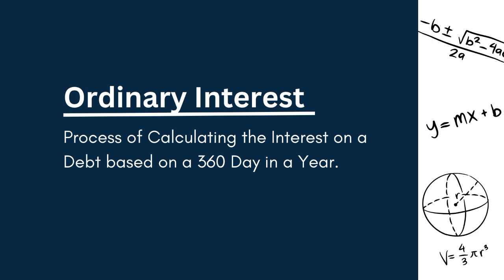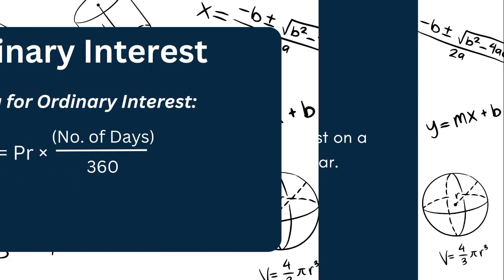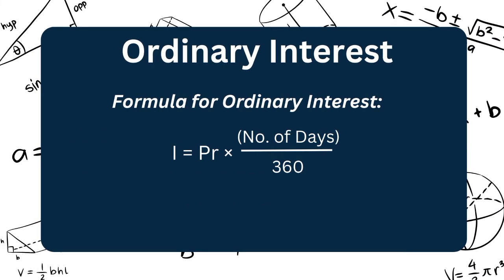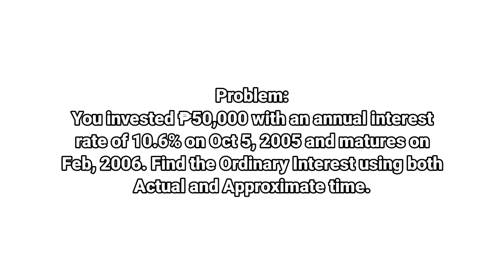So now, let's proceed with ordinary interest. Ordinary interest is the process of calculating the interest on a debt based on a 360 day year. Here's the formula for ordinary interest. It is relatively the same as exact interest. The only thing that changed is instead of 365, we have to divide by 360 only. You invested 50,000 pesos with an annual interest rate of 10.6% on October 5, 2005 and it matures on February 23, 2006. Find the ordinary interest using both actual and approximate time.